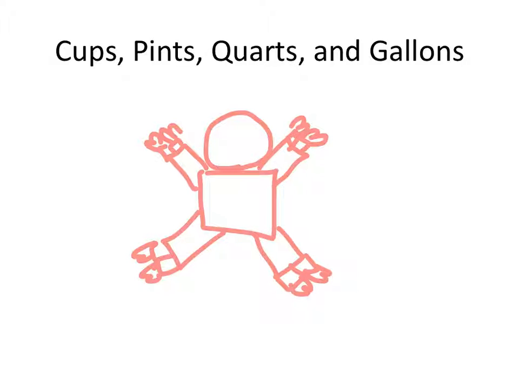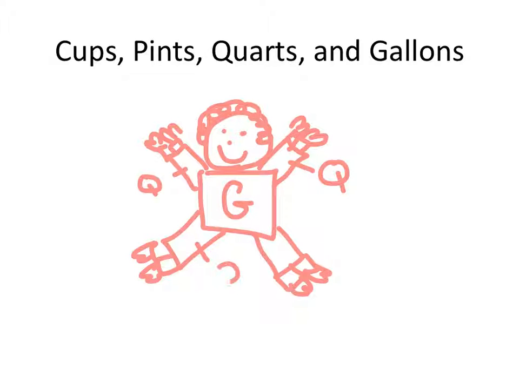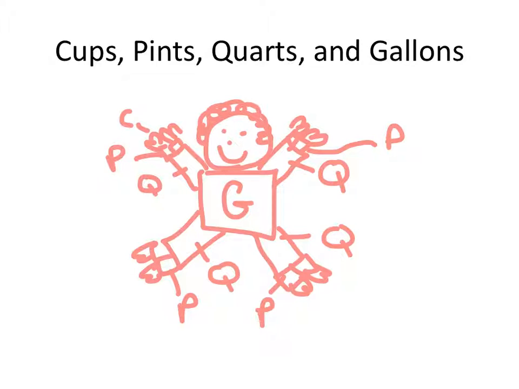And I allow my students to make the face on the person and add hair and name the person whatever they want. But what we have here is a gallon person. This is a gallon. Each one of the arms and legs is a quart. Each one of those small pieces that represent the hands and the feet is a pint. And each one of those smallest pieces is a cup.